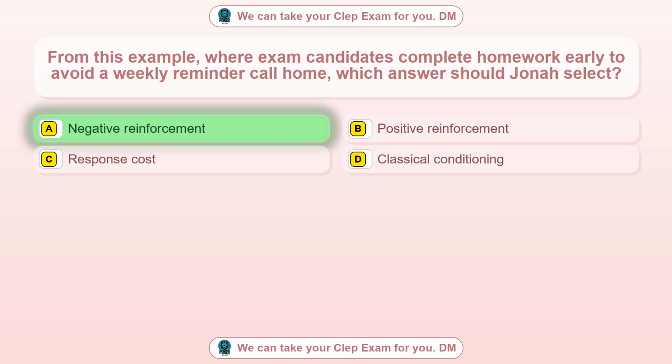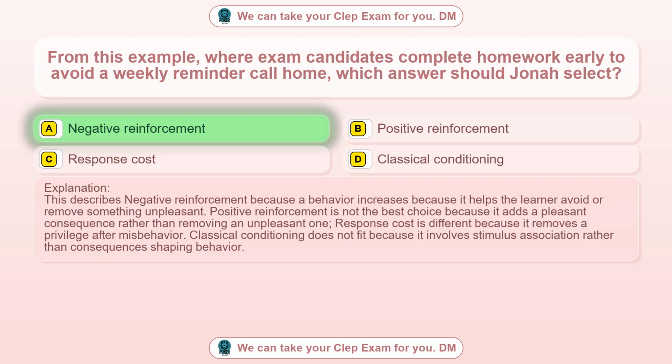Negative reinforcement. This describes negative reinforcement because a behavior increases because it helps the learner avoid or remove something unpleasant. Positive reinforcement is not the best choice because it adds a pleasant consequence rather than removing an unpleasant one. Response cost is different because it removes a privilege after misbehavior. Classical conditioning does not fit because it involves stimulus association rather than consequences shaping behavior.